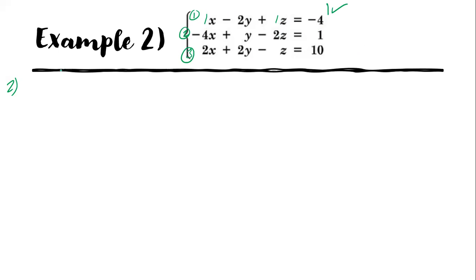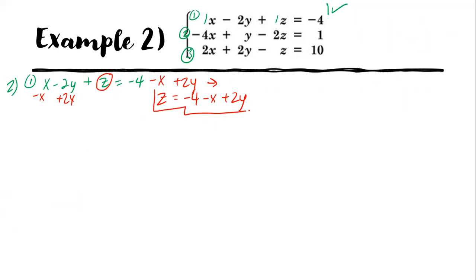So if we do z, we're going to use equation 1, which is x minus 2y plus z equals negative 4. That means my goal is to get z by itself. So I'm going to subtract x and add 2y. Subtracting x and adding 2y leads us to say z equals negative 4 minus x plus 2y. So in the end, step 5, once we know the values of x and y, then we can solve for z.